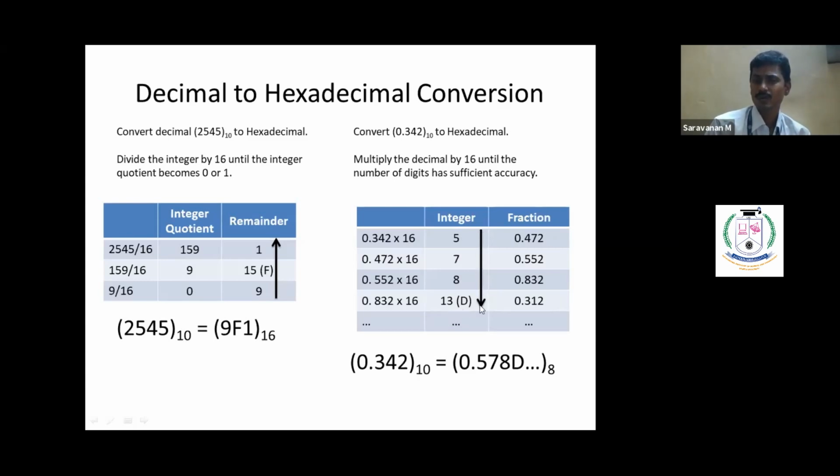So here again, top to bottom. So it should be 5, 7, 8, and D, not 13. Okay, remember that. So the hexadecimal for 0.342 will be 5, 7, 8, and D. Okay, so one part is over. That is from decimal to binary, decimal to octal, decimal to hexadecimal is over.